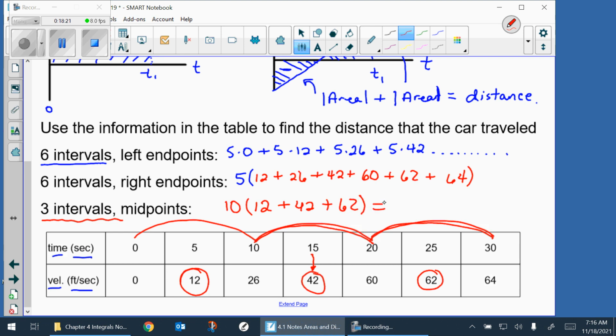So you can use your calculators and you can figure out what those come out to be. That's how we're going to find area under the curve using a specified number of rectangles and data that either comes from a function or from a table or from a graph.